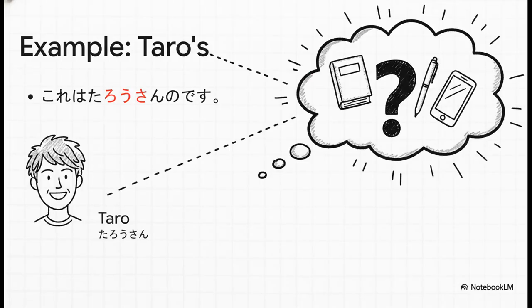Take a look at this. これは太郎さんのです. Now, we have no idea what this is. Is it a book, a phone, a sandwich? Doesn't matter. What we know for sure is who it belongs to. That no stands in for whatever the object is and tells us, plain and simple, it's Taro's.